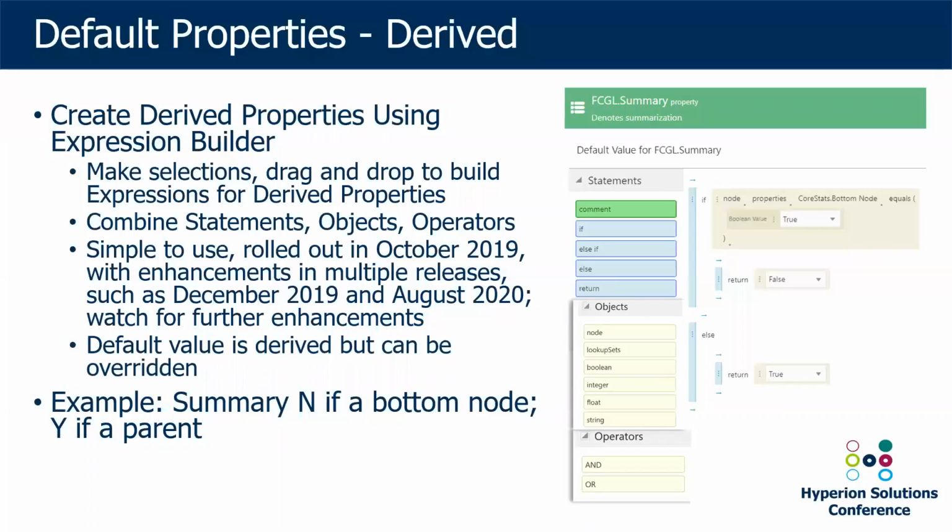But here's an example where we're doing a check, just trying to identify whether a property is true or false, on whether it's a bottom node or an upper level member. Sometimes we need to set that true or false, and then we use that logic somewhere else, or another system needs to know that information. You're saying if the node property bottom node equals true, then I want to return false, because it would not be a summary member, else true, which means it would be an upper level.